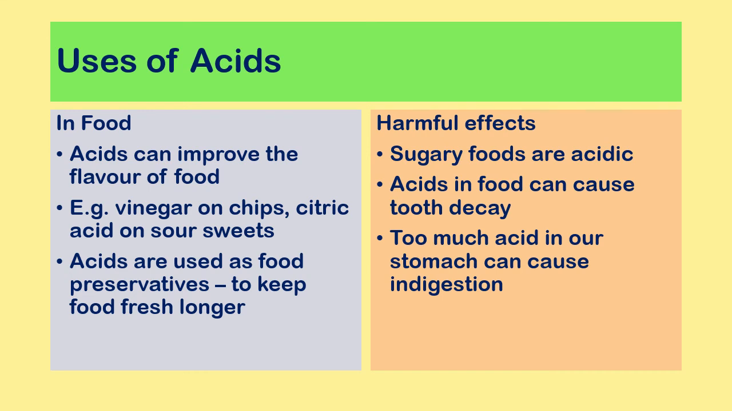Now finally, we need to look at some of the uses of acids. Now acids are used in food. You might be someone who adds vinegar to your chips because you like the taste, and often acids are used to improve the flavour of food. If you ever like any of those fizzy Haribo or the fizzy cola bottles, what gives them that fizzy, sour quality is something called citric acid, which is put on the outside of the sweets, and it gives it that sharp taste. Acids are also used to help preserve food.